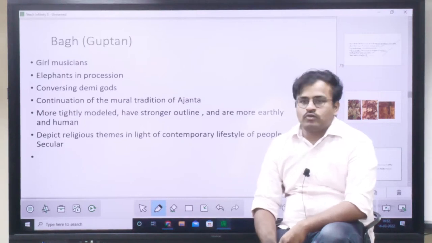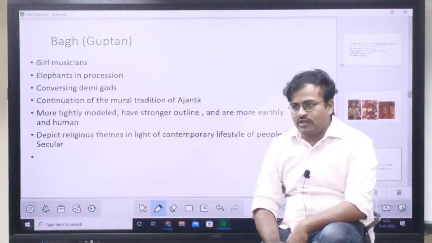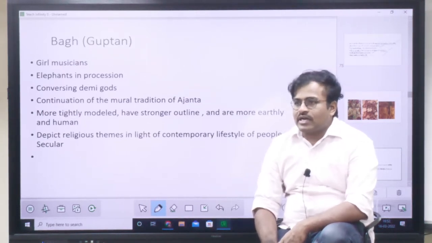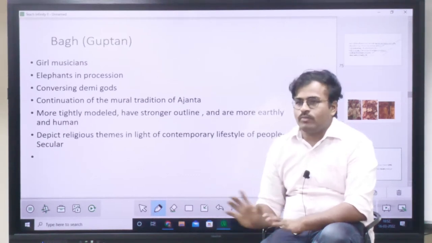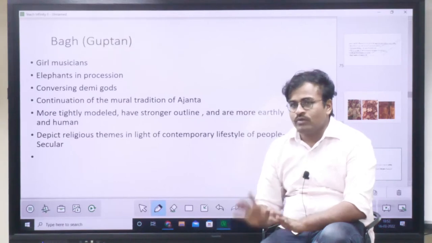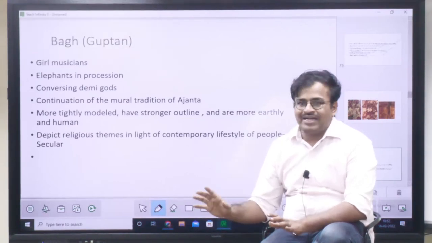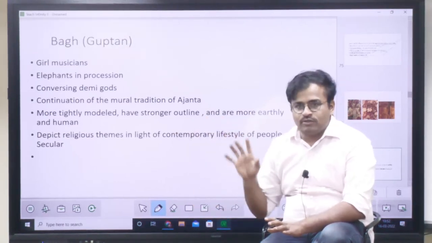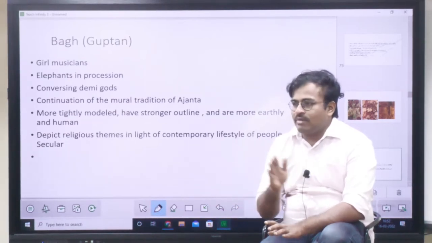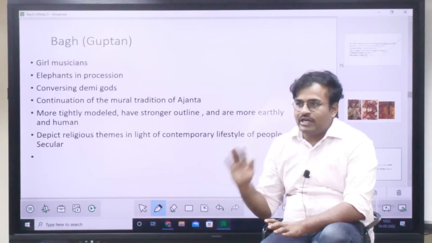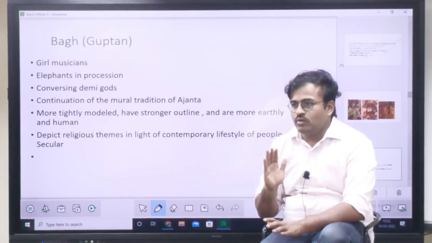These paintings are also Buddhist in their inspiration, mainly Buddhist themes, and they are a continuation of the Ajanta painting tradition. Almost the same. Here there is no possibility of a mains question, only a prelims question. So Bagh paintings are Gupta paintings, Buddhist in inspiration, and in stylistic pattern exactly like Ajanta paintings. All the elements present in Ajanta are present here too.